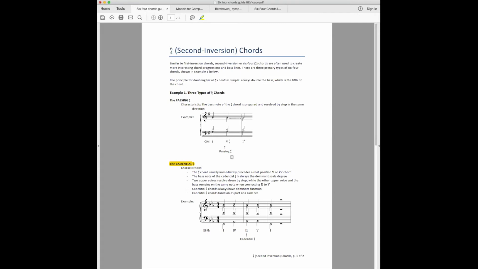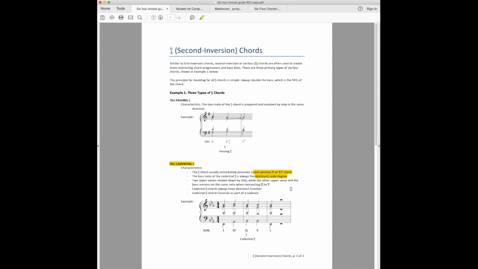The next type I want to show you is the cadential 6/4. This is probably the most common way the 6/4 chord is used in tonal music. And it provides, as you might guess, a cadential function, meaning it happens near a phrase cadence. It is a chord that always precedes a root position 5 or 5/7. The bass note is always sol.